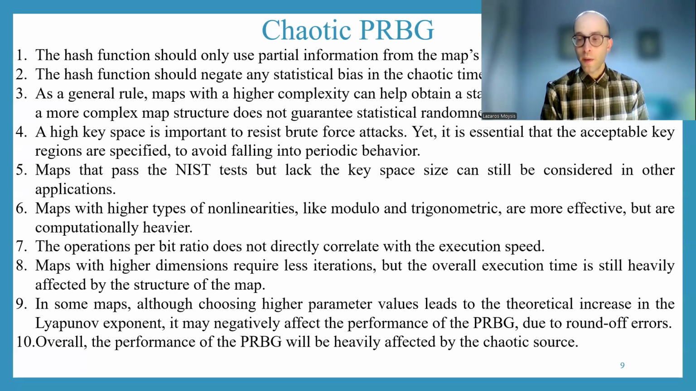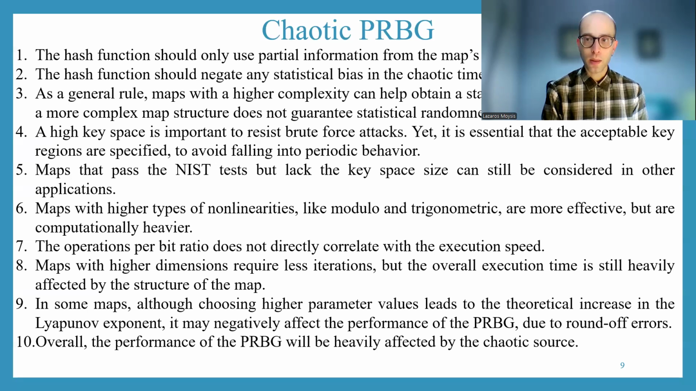Okay, well, first of all, the first very obvious and important observation is that the hash function should only use some partial information from the map's value. The idea behind that is that we want to have a non-invertible hash function. This will increase security significantly. Okay, so the hash needs to be non-invertible. So some information from the chaotic map must be discarded.